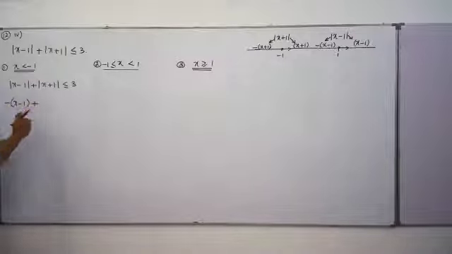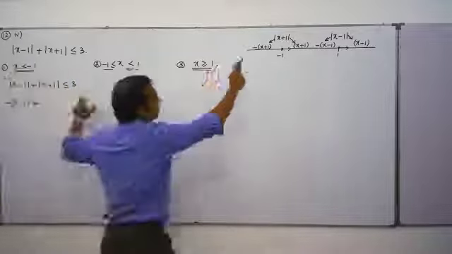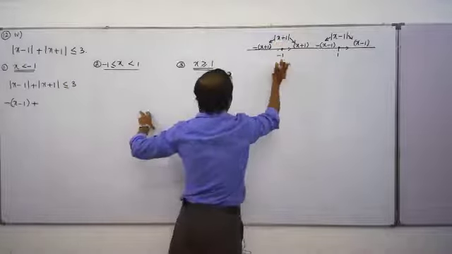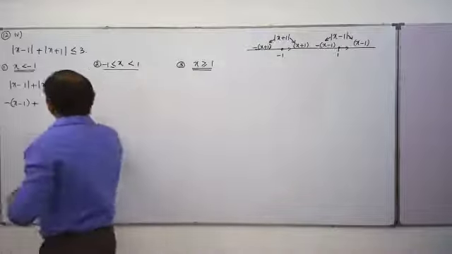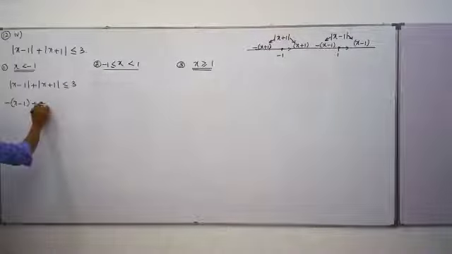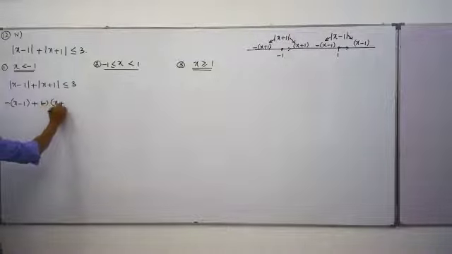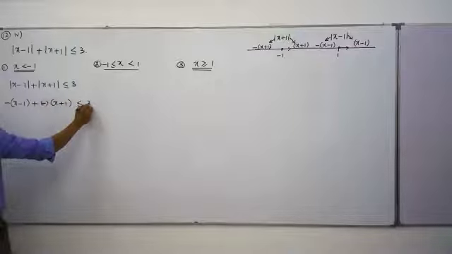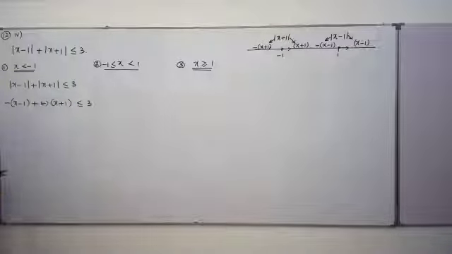Plus mod x plus 1. Okay, this one on the left of minus 1, minus x plus 1, less than or equal to 3. Here we get minus x, minus 2x. Here plus 1, here minus 1. We can cancel down. Less than 3. Then divide by minus 2.